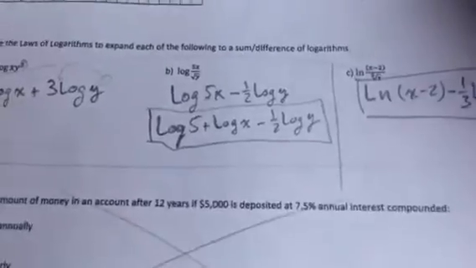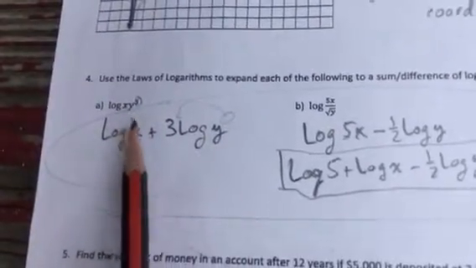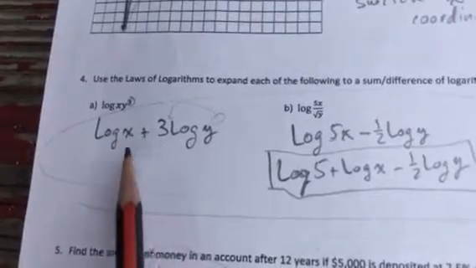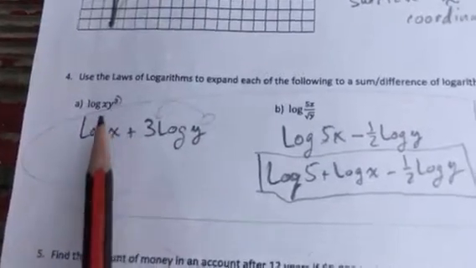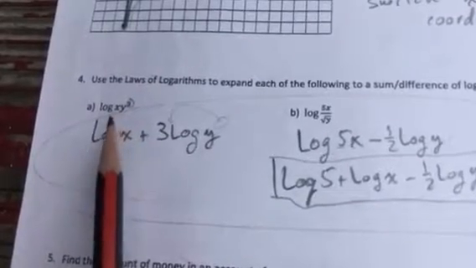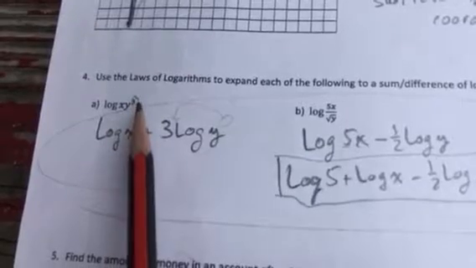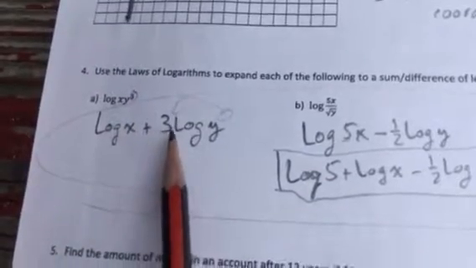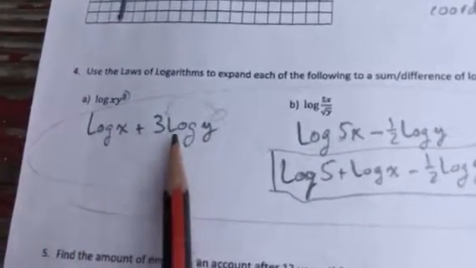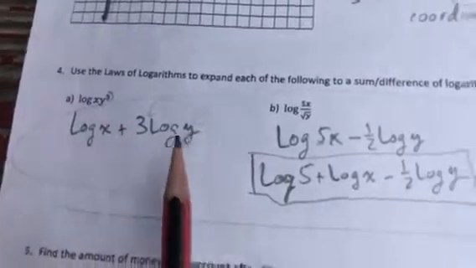Let's do the next couple problems where you are taking a log expression and expanding it out into a sum of logs or maybe a difference of logs. So we have log of x times y cubed. Well, that's log of x plus log of y cubed, but I'm taking that exponent of 3 and moving it down in front of the log, in front of the y value. So it looks like this, log x plus 3 log y.